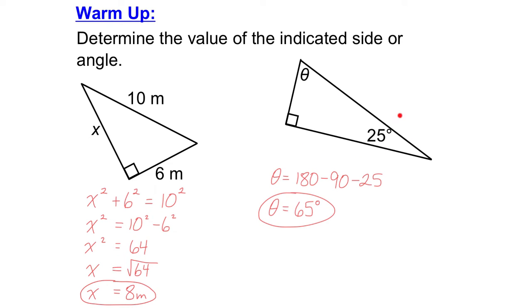In the second triangle, what I was trying to get you to remember was that all the interior angles of a triangle add to 180 degrees. So if I want to find this third angle, I have to subtract 90 and 25 degrees from 180. And I'll end up with 65 degrees as this missing angle. So again, the point of all this was just to get your minds in gear for trigonometry.